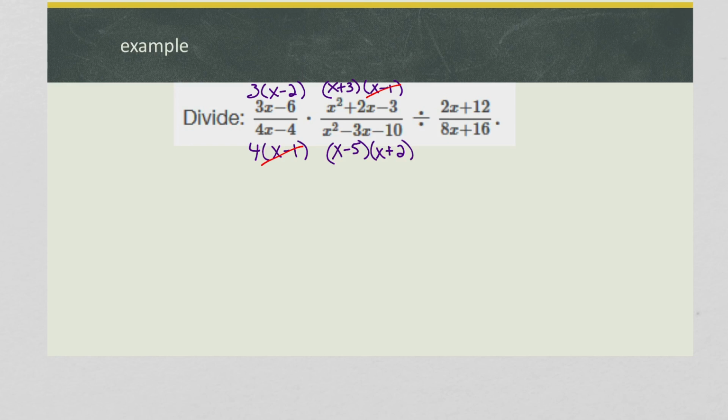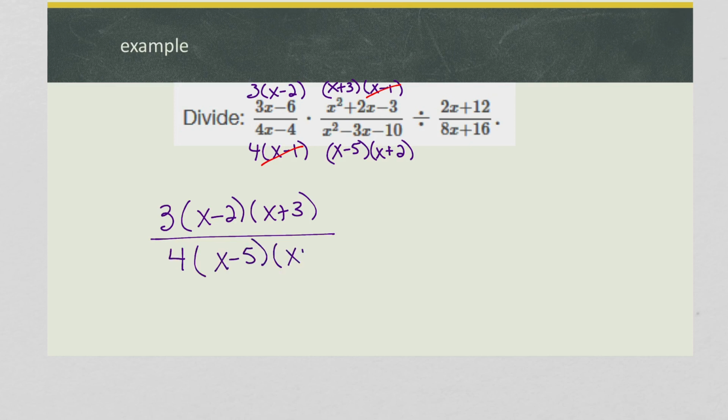All right, so now we have 3 and x minus 2 and x plus 3 in the numerator. We have 4 and x minus 5 and x plus 2 in the denominator, divided by, keep in mind, I know it says divided, and I changed it to a multiplication there. Keep, change, flip. We're flipping this one. I'm going to go ahead and factor that. x plus 6. There we go. Okay, so now we're flipping.